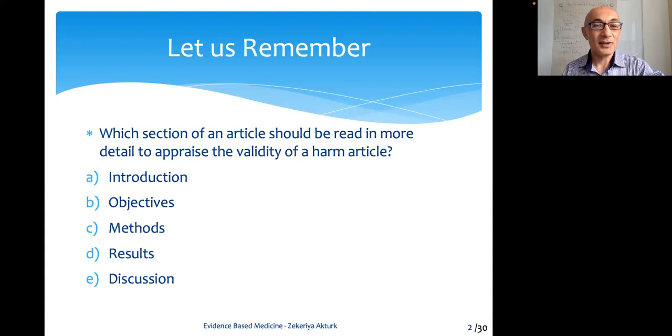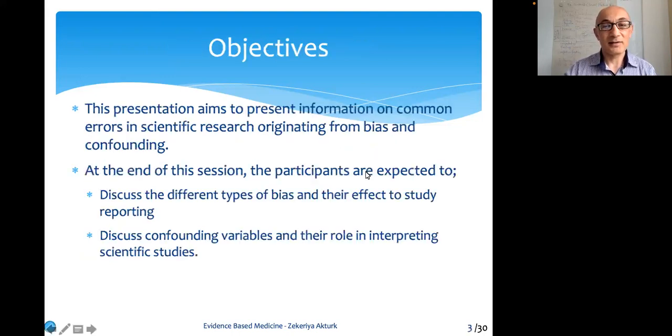please think about where you would find it in a scientific article. We have four major sections. There might be more subsections, but introduction, objectives, methods, results, and discussion are the main parts of a scientific article. So in which part would you find the information to appraise the validity? Of course, all parts are important, but methods, of course, should be the correct answer, the correct place to have a look. Okay.